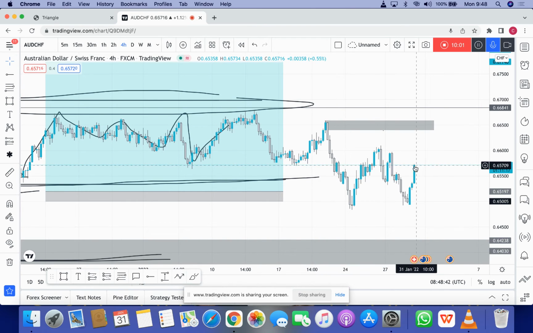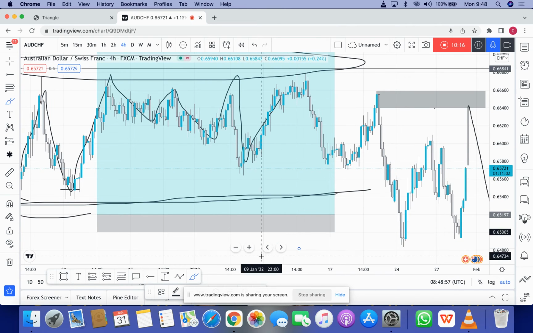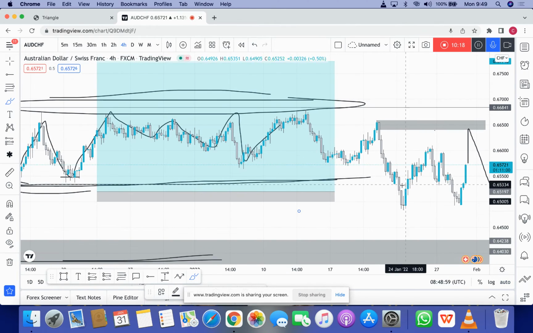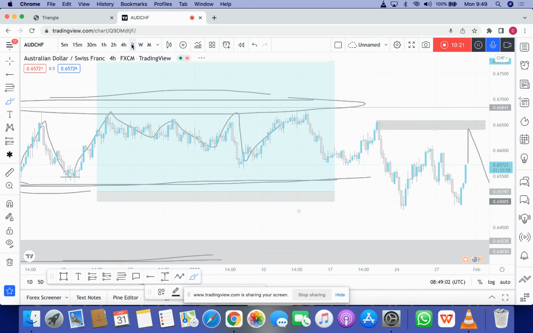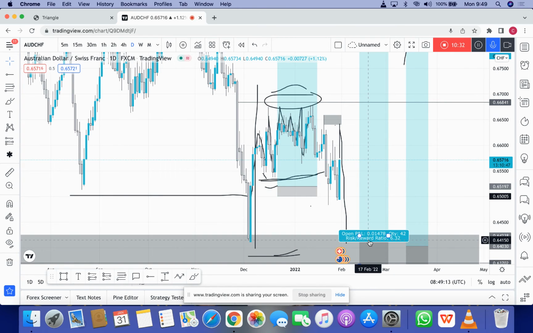So we want to see price move, retest this order block and come down. Come down to where? Come down to this region. Let us go to the daily, so that the screen could accommodate what we are trying to do. Come down to this region where we placed a buy order.